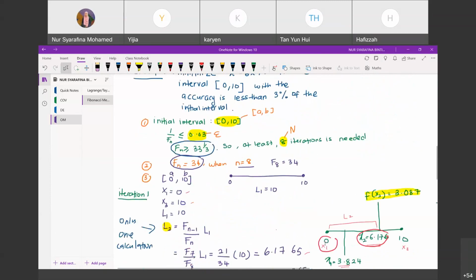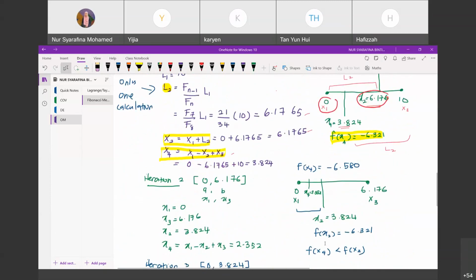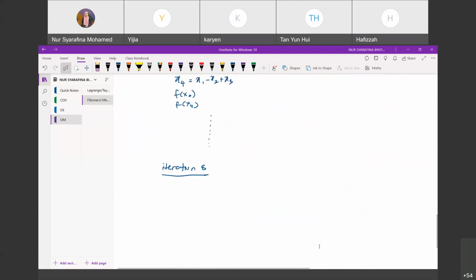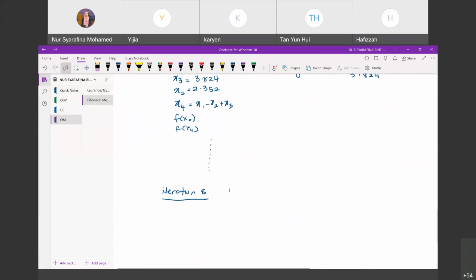Just like I told you, theoretically, we need to do up until 8 iterations. But for exam practice, usually just calculate up until 4 to 5, depending on the instruction. If it is not mentioned, then just proceed with the calculation until the solution point. Now, please proceed up until iteration number 8.